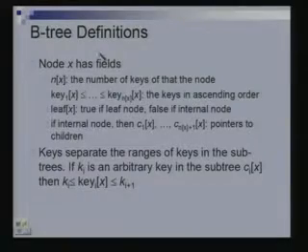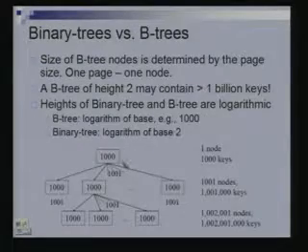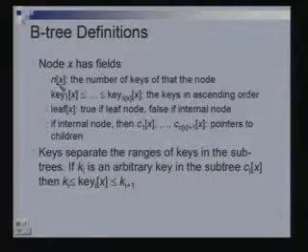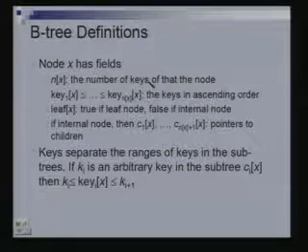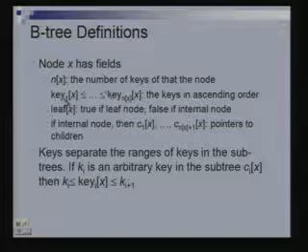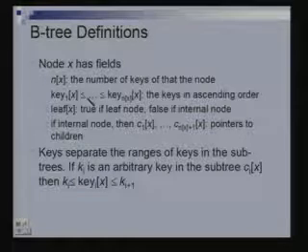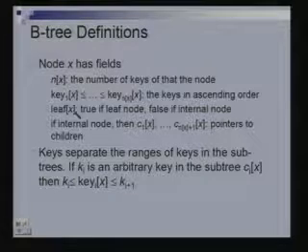So this is just reiterating what the node is. x is now referring to a particular node. So what does the node x have? n of x is the number of keys in that node. And once again, key 1 of the node is less than key 2 of the node, and so on and on. So there are n of x keys.